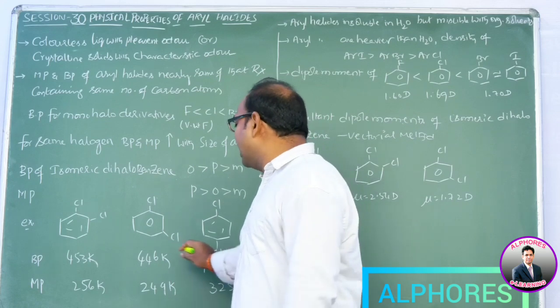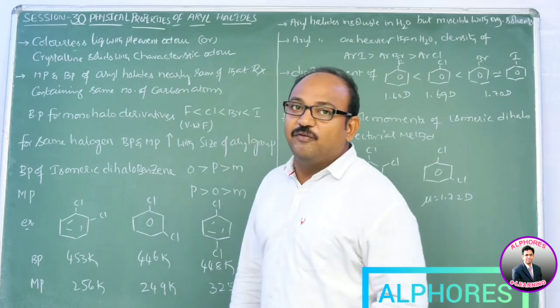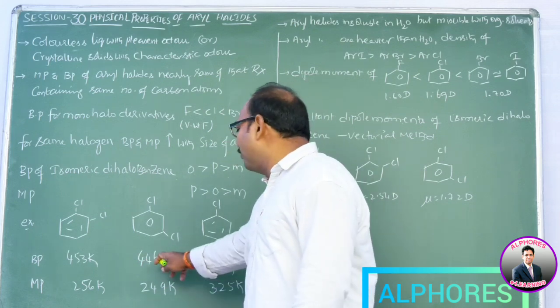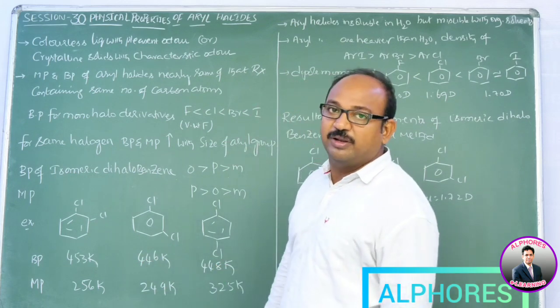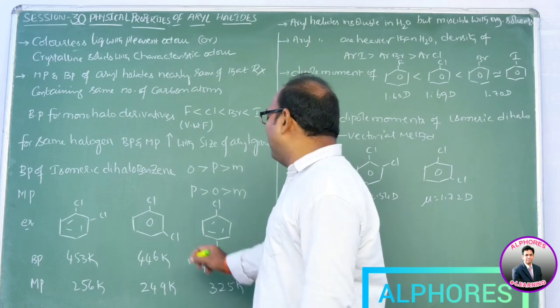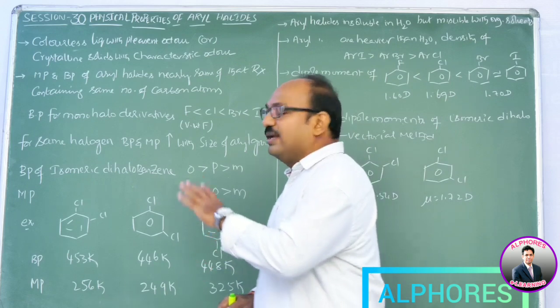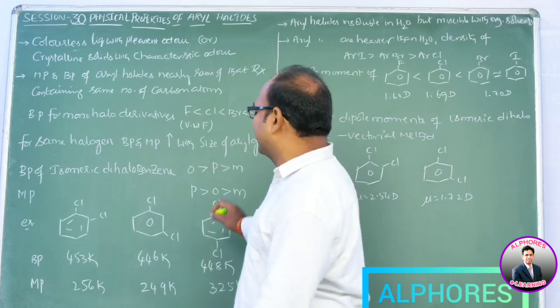But the variation, if you observe, that is very less. 453 to 446 and 446 to 448, only 2 Kelvin. That means we can say here meta and para almost close to each other, and ortho is little bit more. So we'll discuss why like that.